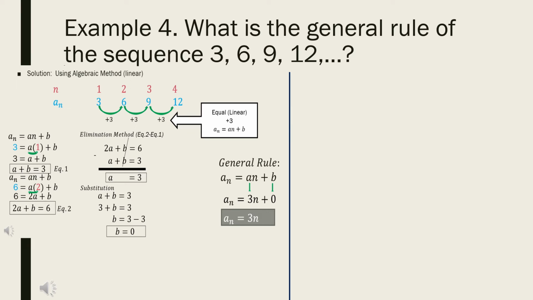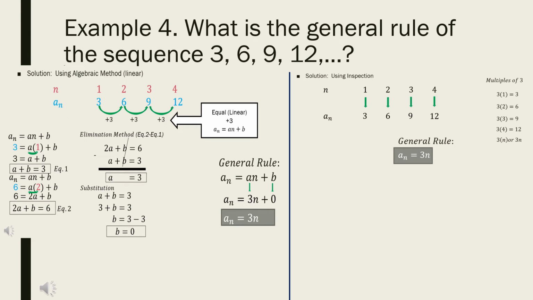And again, if we look at the previous one, which uses the algebraic method, which is linear, it has the same answer. But the method which is inspection has a much easier solution than the algebraic one.